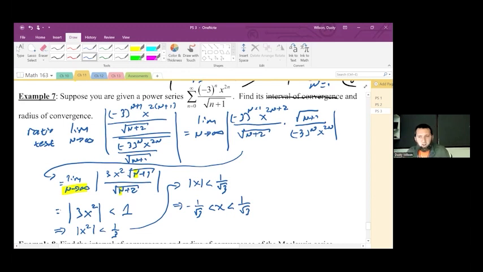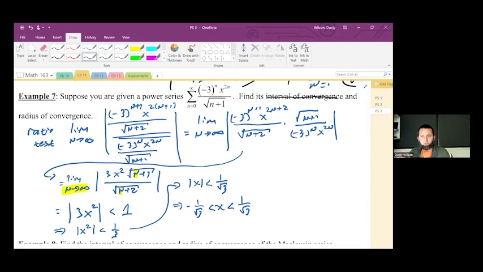We would like to check our endpoints, but the problem is if we're checking our endpoints, then we're going to end up needing to know what happens to the sum of 1 over square root of n plus 1. And that requires convergence tests that we just don't have available to us at this time.